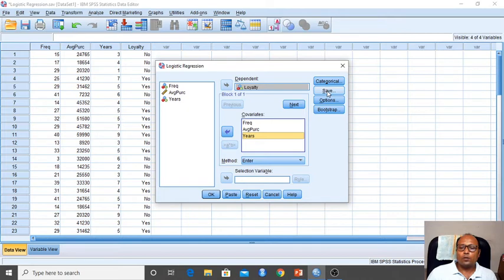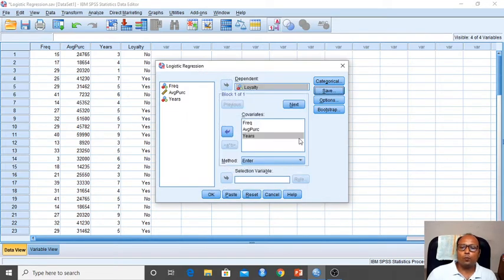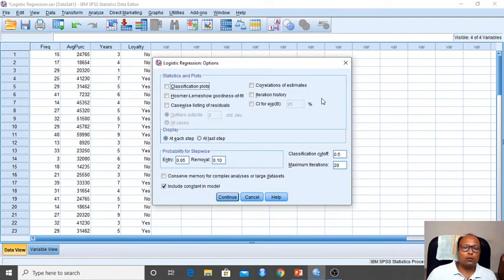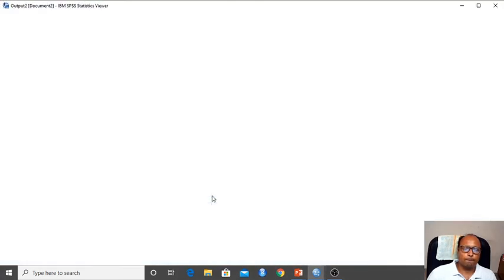Here you have an option called Save. In the Save option you select group membership and probability, press Continue. In Options you have to select this Hosmer-Lemeshow goodness of fit, and this confidence interval 95%. Press Continue and then press OK.